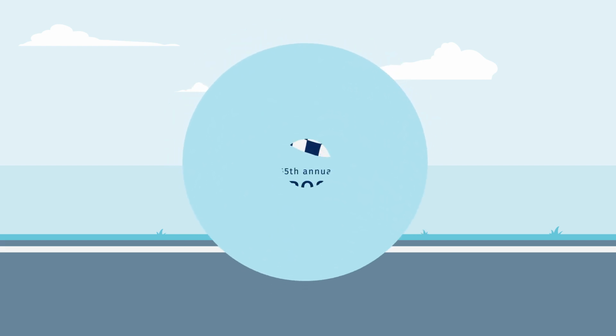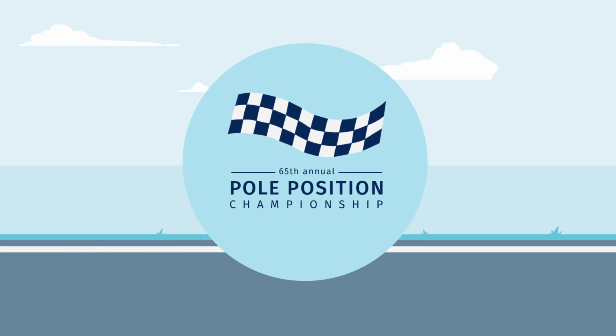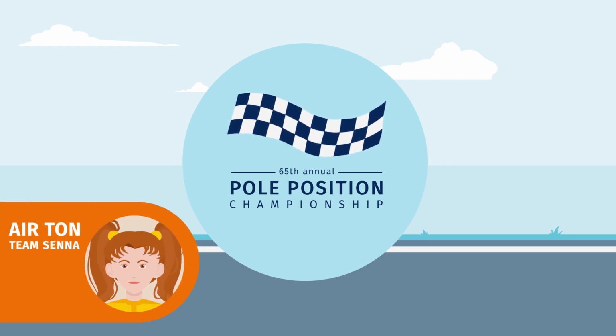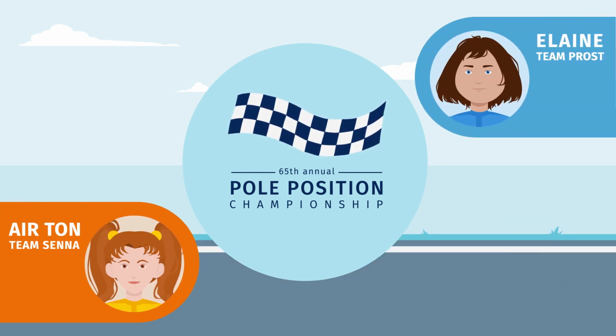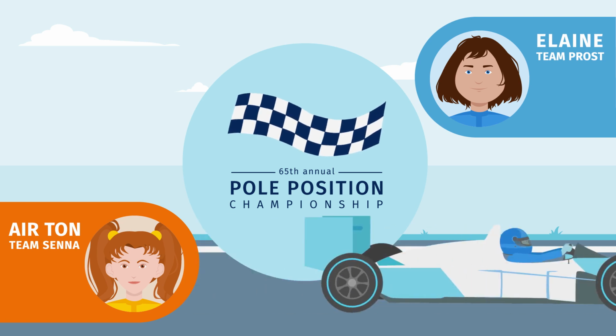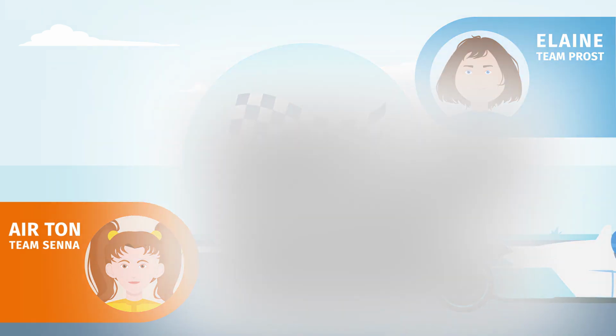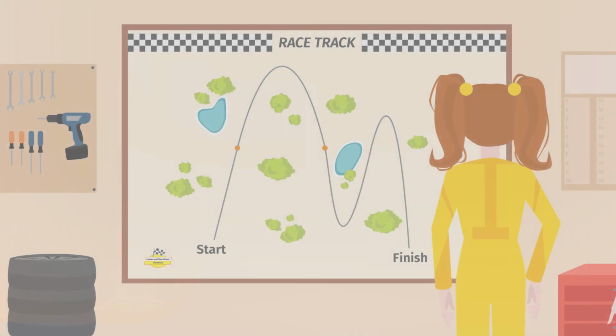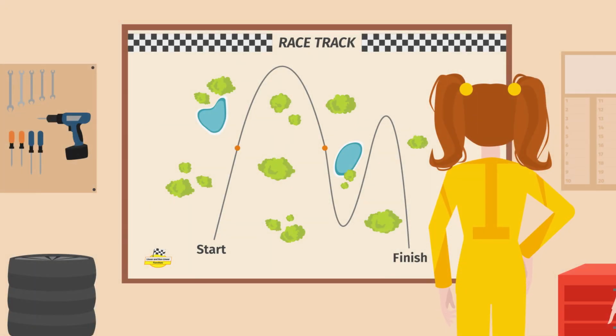Welcome to the 65th Annual Pole Position Championship, where we have Ayrton from Team Senna versus Elaine from Team Prost. Elaine seems really relaxed ahead of the final race of the season, while Ayrton is carefully examining the track.